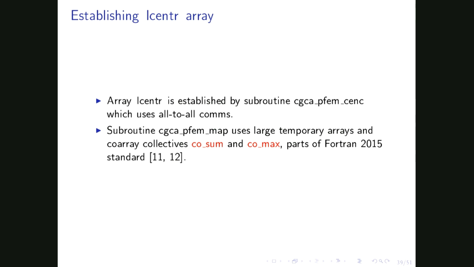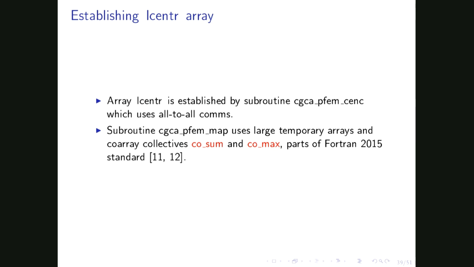So, continuing with the optimization, we also found another all-to-all subroutine in the code. This one is called PFEMSENT and appears to be the second most expensive routine. This routine establishes the L center array that Anton mentioned before. Basically, if the centroid of an FE on an image is within the coarray of this image, then this FE is added to the L center array of this image.